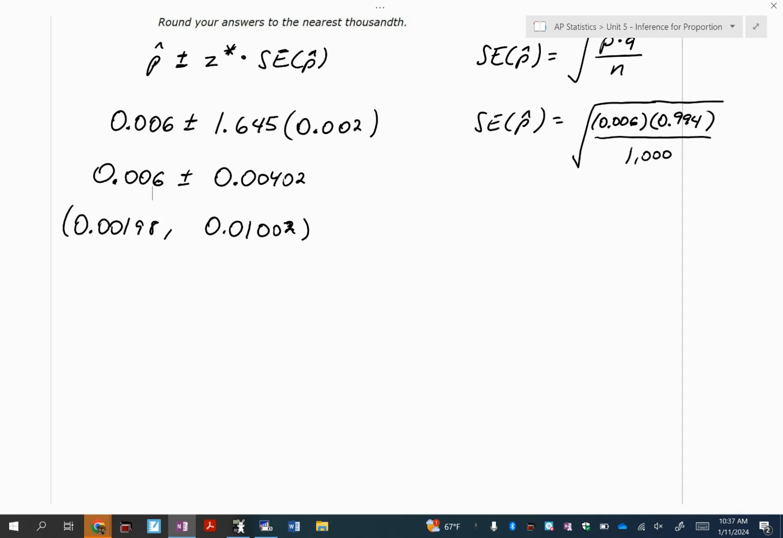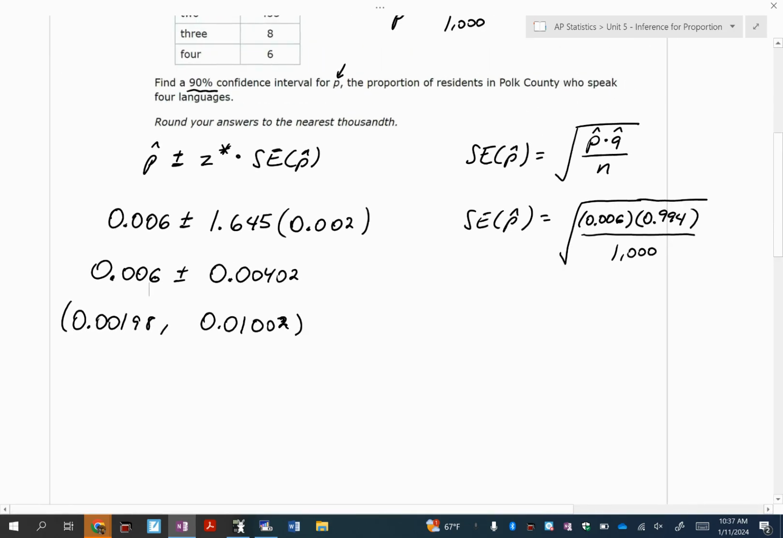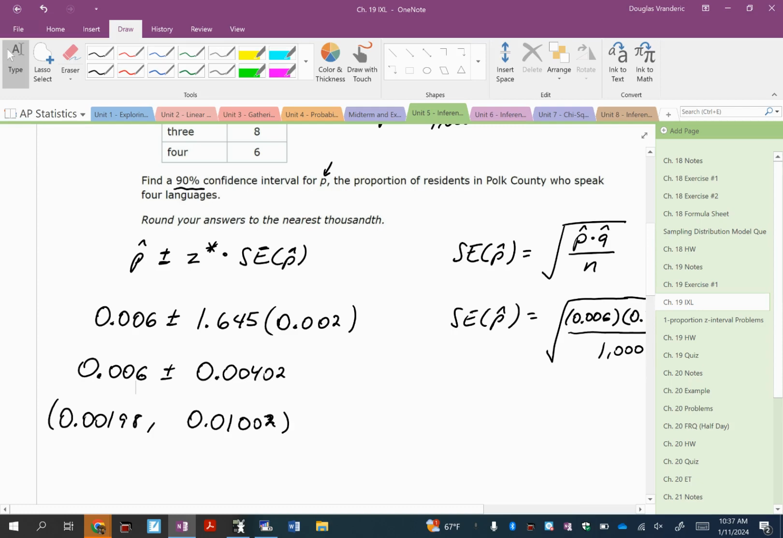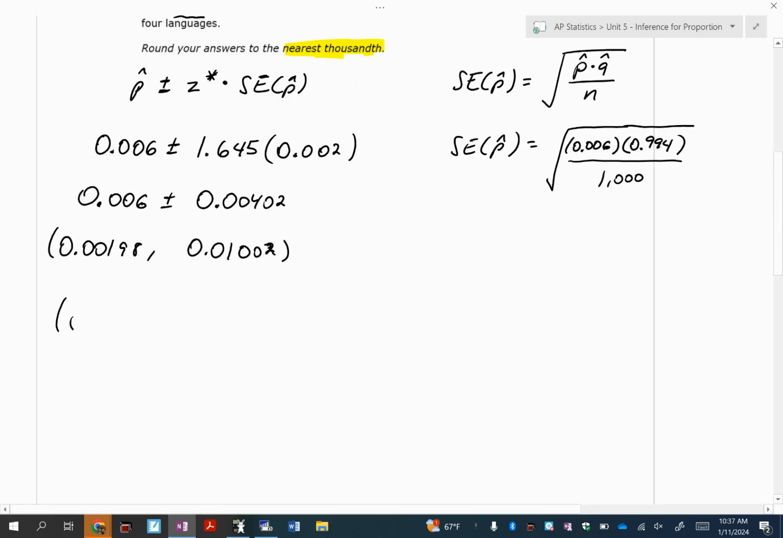All right, now on IXL, since it says round to the nearest thousandth right here, you need to make sure that you type in 0.002, because this is the thousandths place, so that 9 will make it a 2. And this is going to be 0.010.